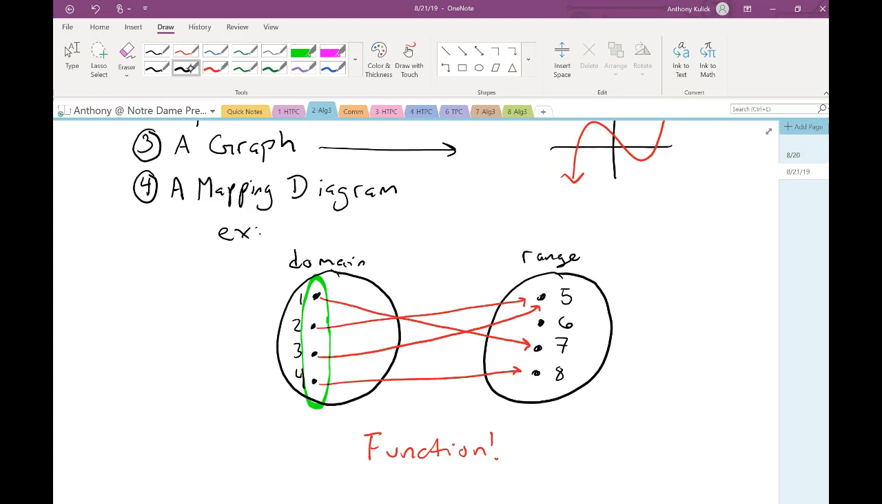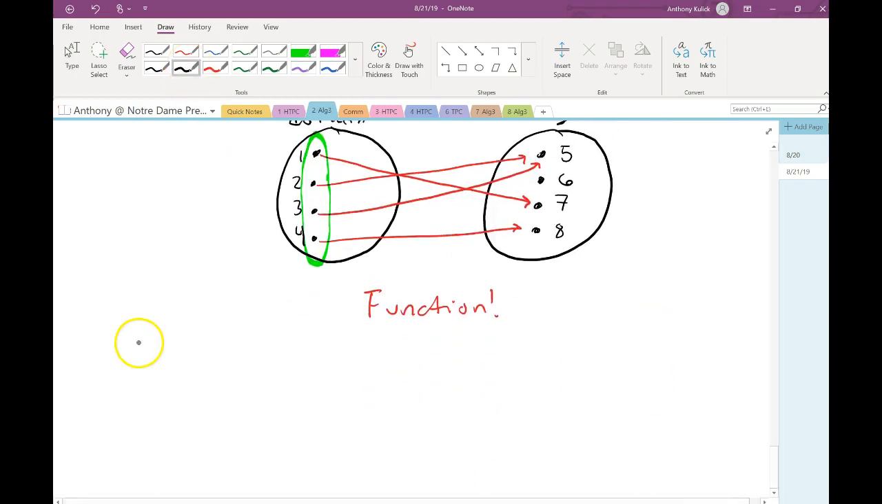Well, you have to really check for two things. You have to first check to make sure that none of the x's are used more than once. And you also have to make sure all of the x's are used. Obviously, all of them are used because they all have an arrow originating from them, and they're only used once. But that's kind of the easiest way to think about it.